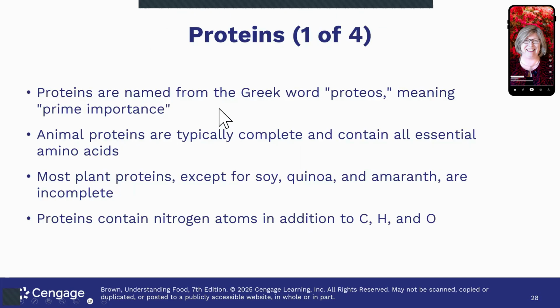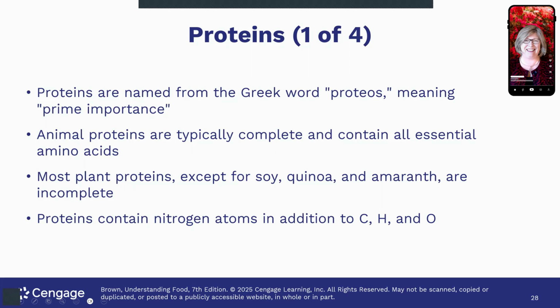Proteins are named from the Greek word proteus, meaning prime importance. We must have proteins. They're essential to life. The body can make some of them, but there are some that are essential amino acids, meaning they're essential to your diet because your body can't make them. Most plant proteins are going to be incomplete because they're missing some of the essential amino acids. Whereas if they have all of them, they're complete protein. We must have complete protein.